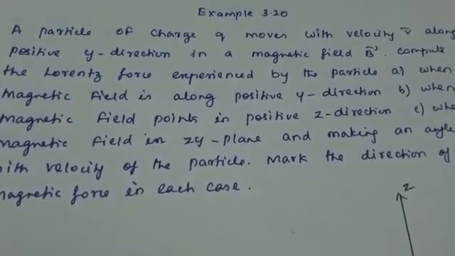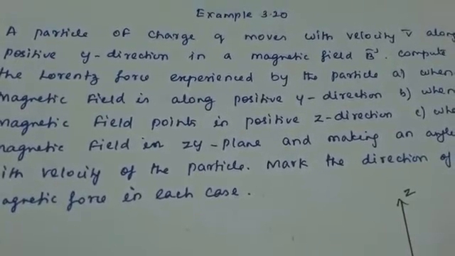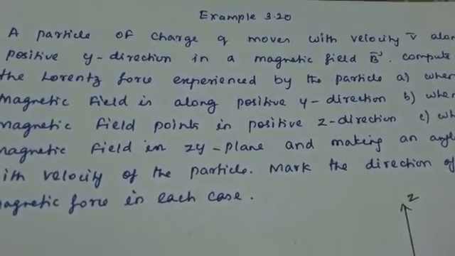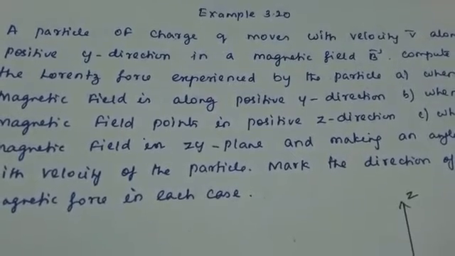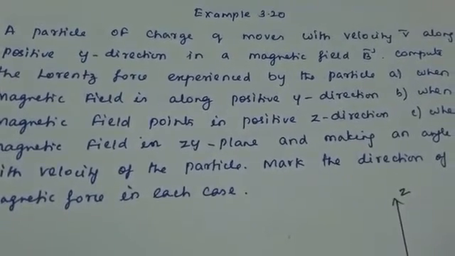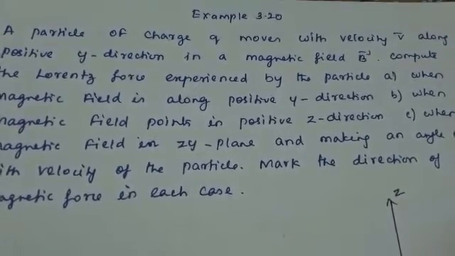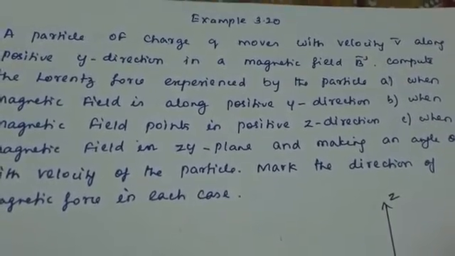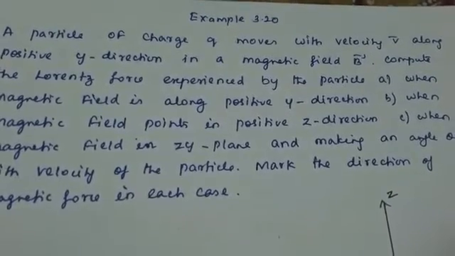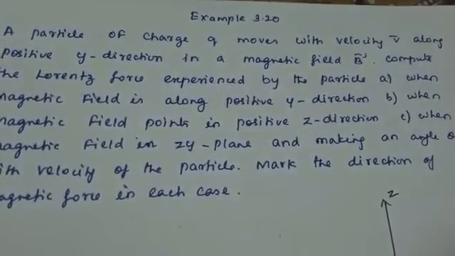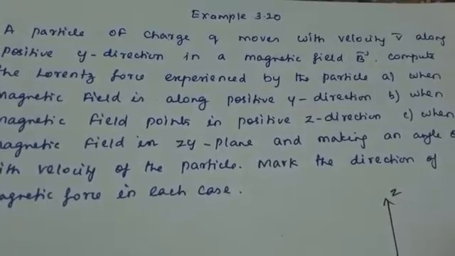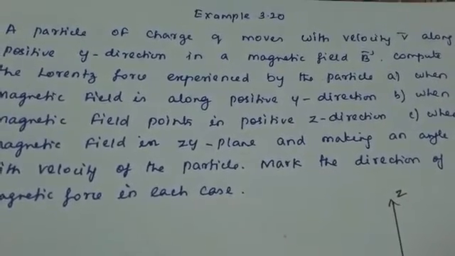Now, what is given here is a particle moving with velocity v along the y direction in a magnetic field. We have to find the Lorentz force in three cases. One is when the field is along the positive y direction, another is when the field is along the positive z direction, and another is when the field is in the zy plane. We'll go one by one.